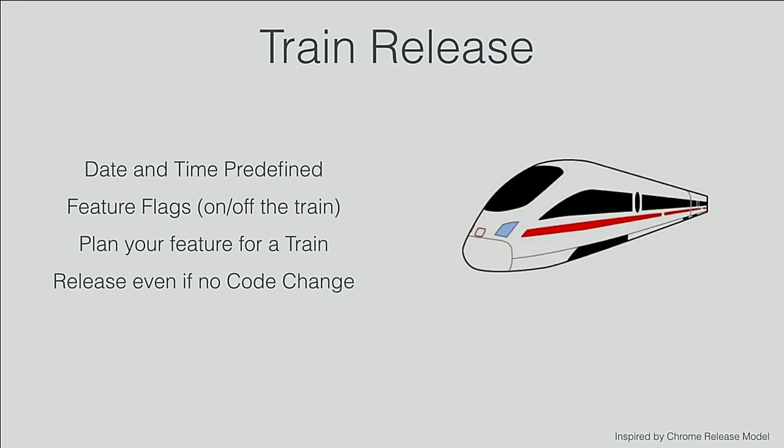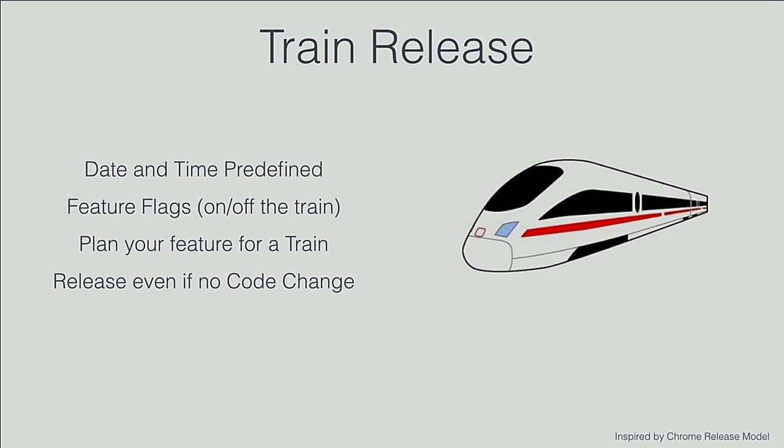One of the big changes we went through is we went to a train release model. So what does that mean? All of our releases, all of our mobile releases are on a model where we pre-pick the date and time of exactly when it was going to release. We did this for the entire year at the beginning of the year. And what happens is the train is going to release no matter what. And we use the feature flags to decide whether or not your feature is on the train or off the train. It's a very simple model.